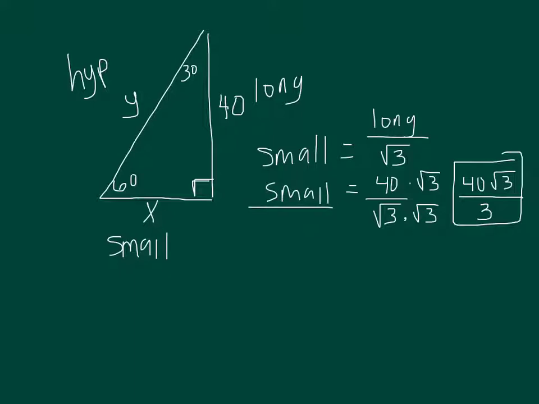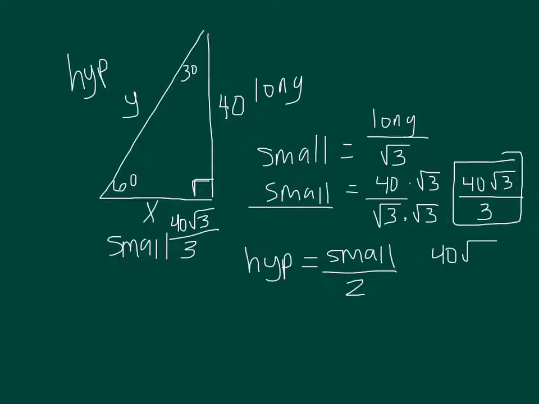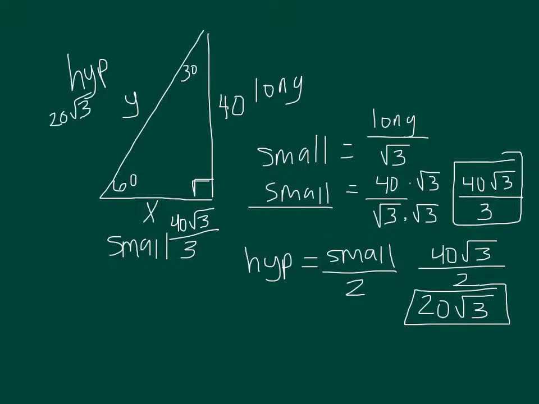So now, once we know the small is 40 radical 3 over 3, now we have to find the hypotenuse. And we know the hypotenuse equals the small divided by 2. So if the small is 40 radical 3 divided by 2, real easy here, just look at the whole numbers. Don't let that radical get in your way. 40 divided by 2 is 20. 40 cut in half is 20. So our answer is 20 radical 3 for your hypotenuse. So your hypotenuse is 20 radical 3.